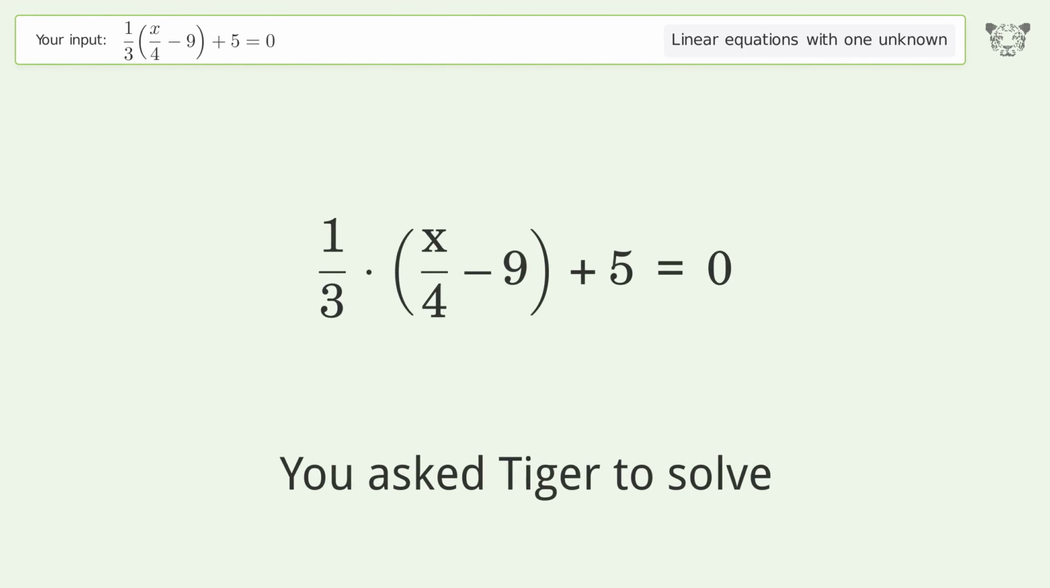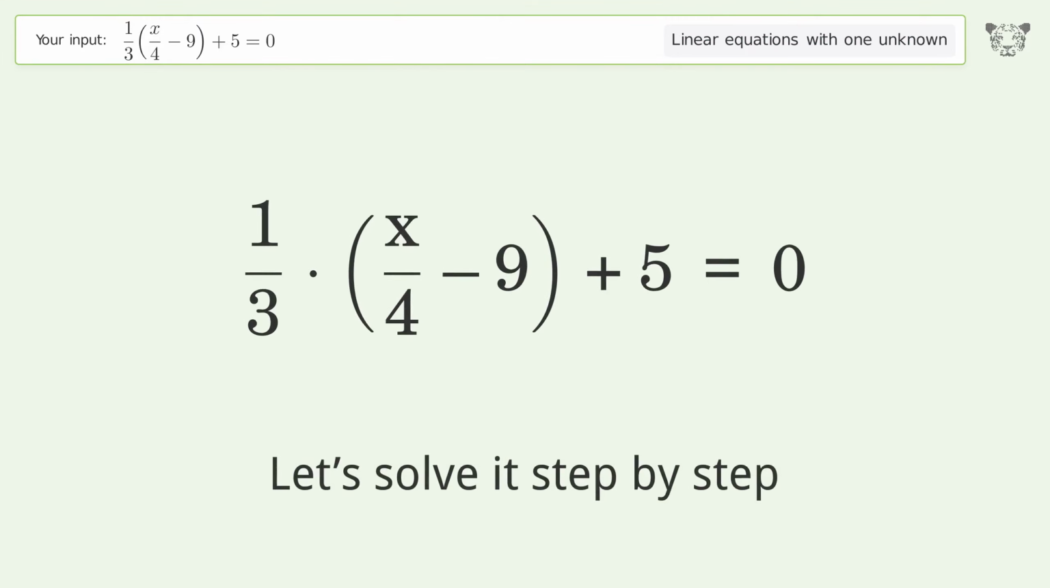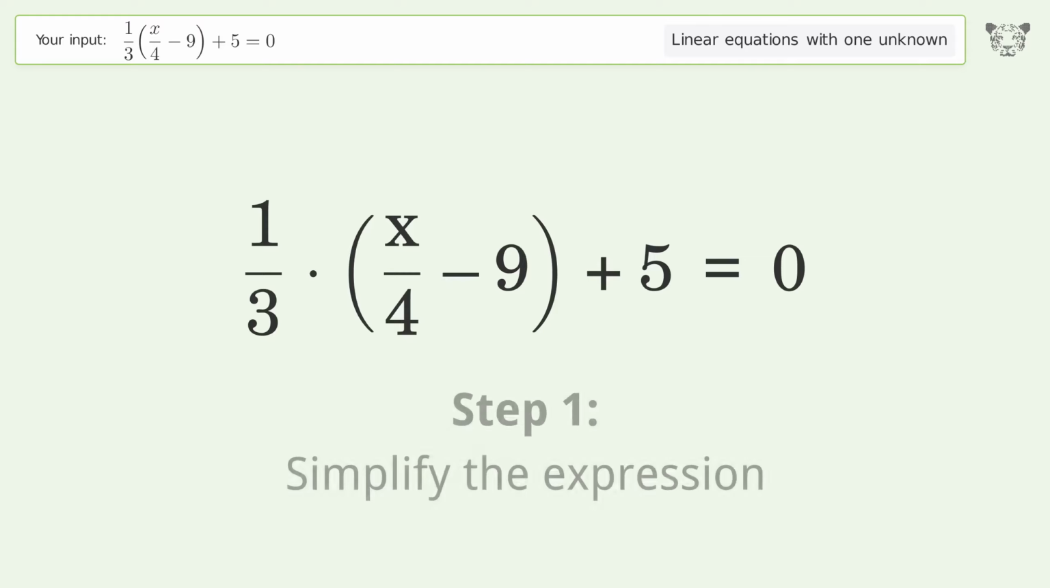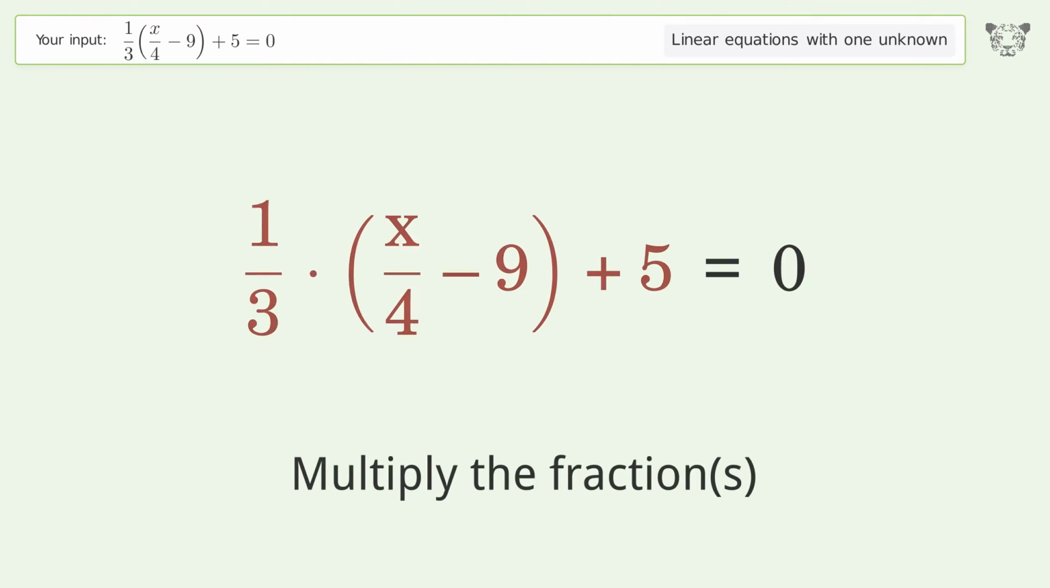You ask Tiger to solve. This deals with linear equations with one unknown. The final result is x equals -24. Let's solve it step by step. Simplify the expression. Multiply the fractions.